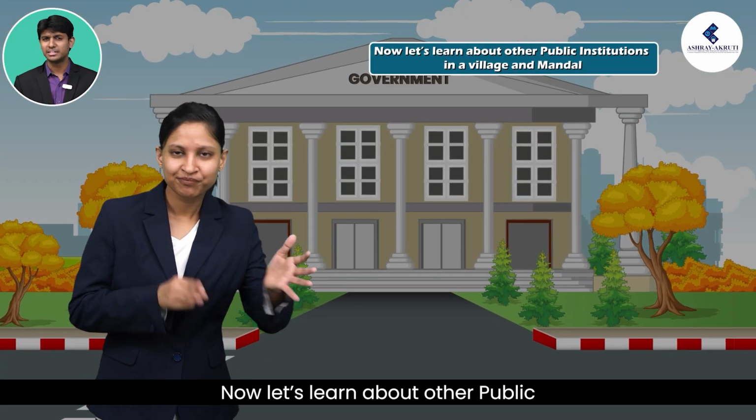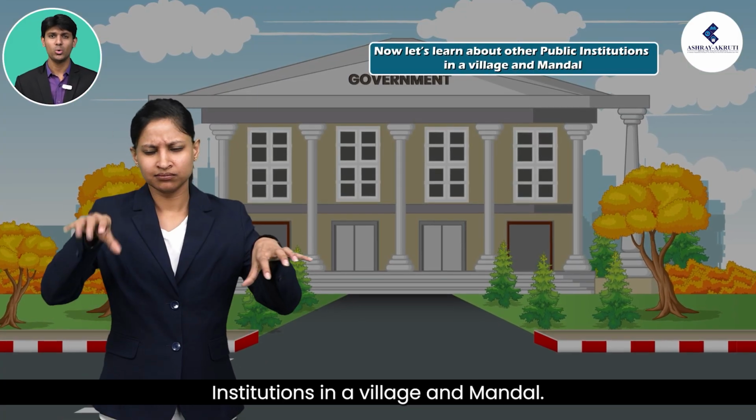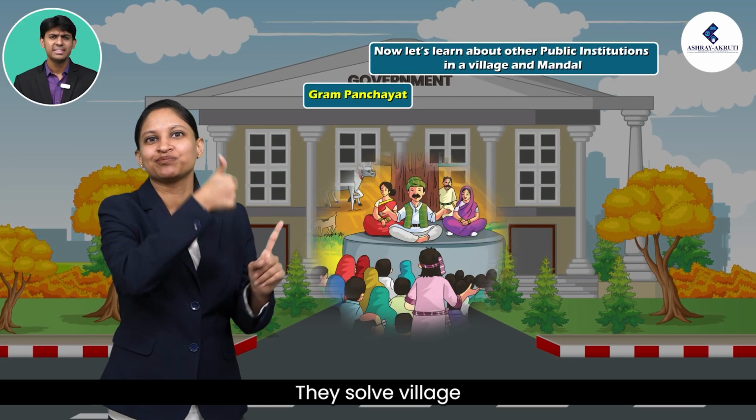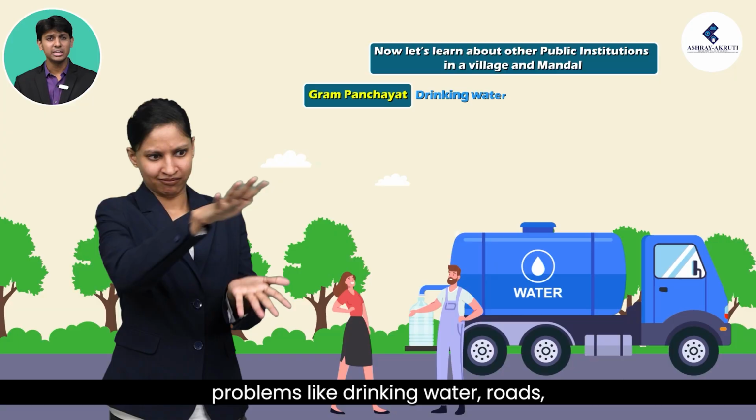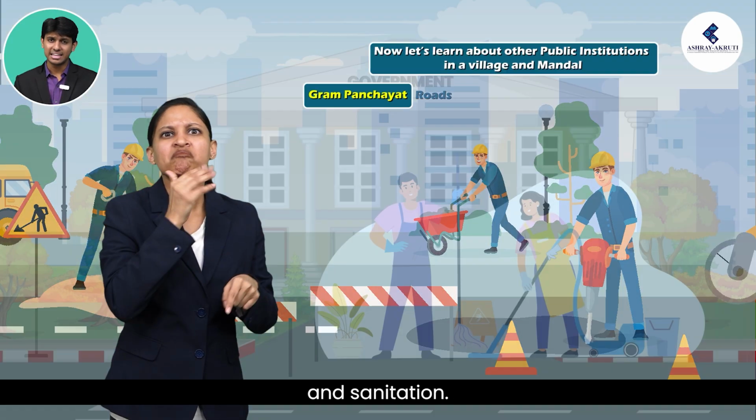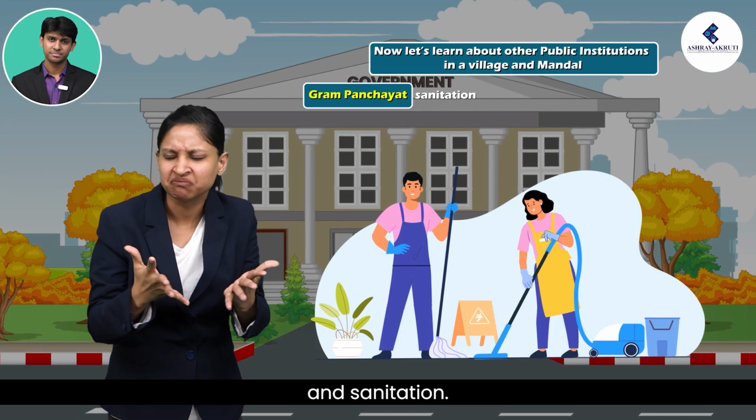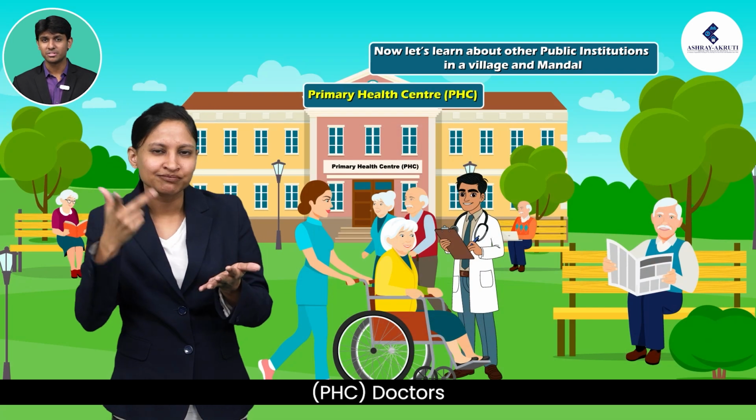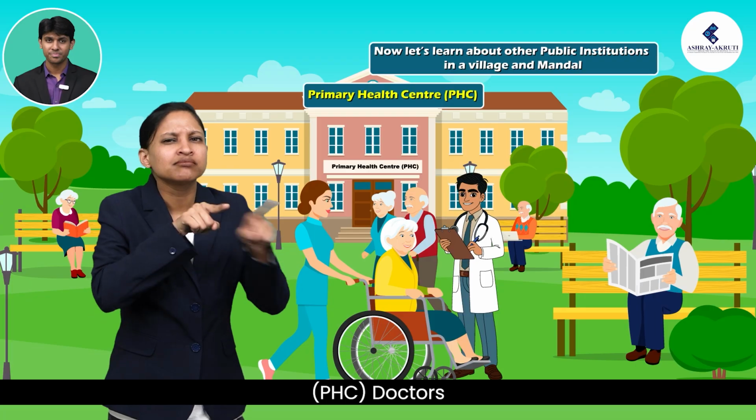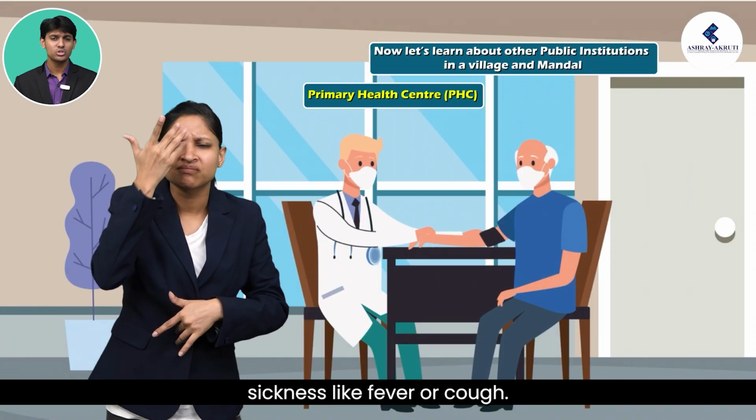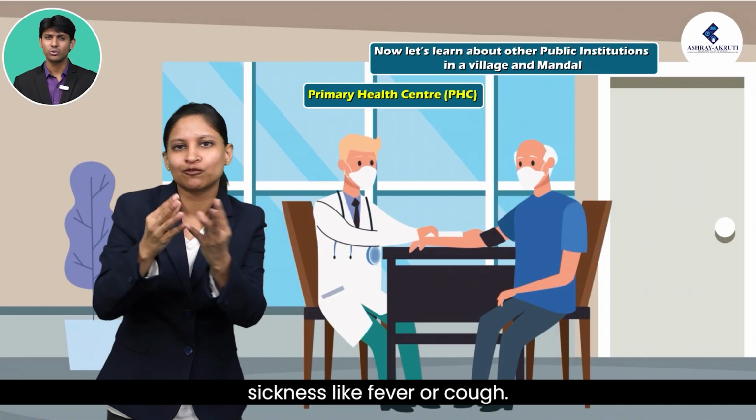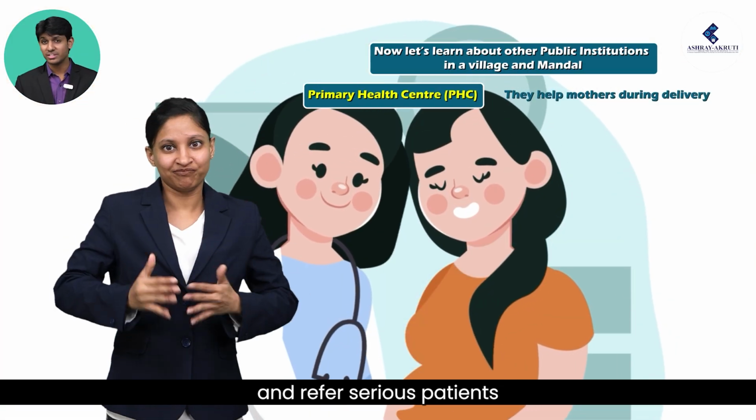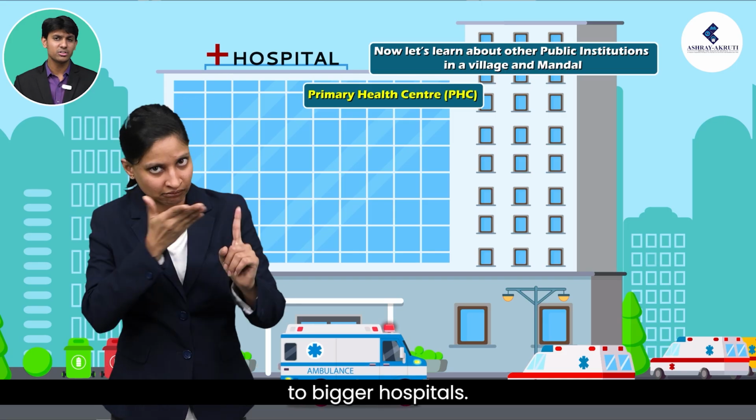Now, let's learn about other public institutions in a village and a mandal. Gram Panchayat. They solve village problems like drinking water, roads, and sanitation. Primary Health Center, PHC. Doctors here treat people with common sickness like fever or cough. They help mothers during delivery and refer serious patients to bigger hospitals.